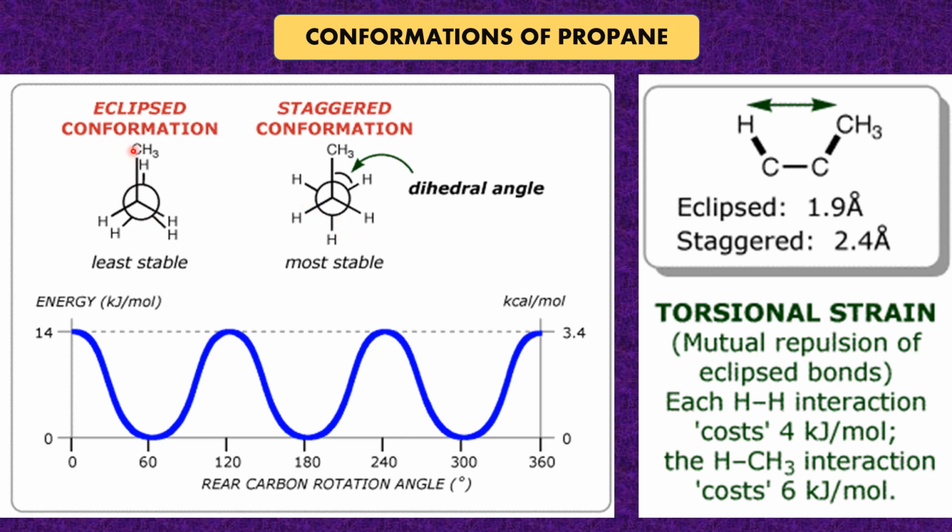In the eclipsed conformation, we can see the distance between the methyl carbon and the backside hydrogen is 1.9 angstrom, whereas in the staggered conformer, the distance between this methyl carbon and hydrogen is 2.4 angstrom. Since in the eclipsed conformation the hydrogen and methyl groups are lying closer, there is a steric repulsion. That is why there is a higher rise in the energy of the molecule.